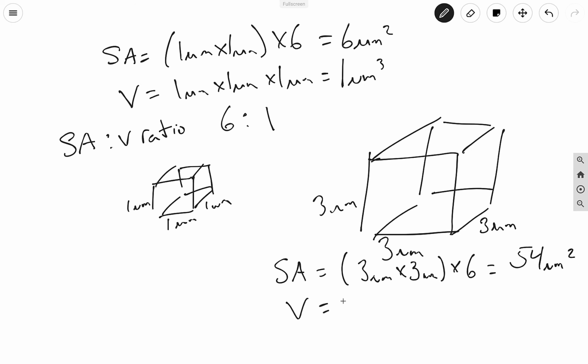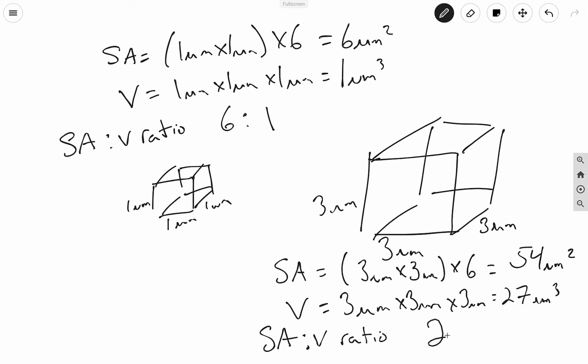The volume is now 3 micrometers by 3 micrometers by 3 micrometers, which is equal to 27 micrometers cubed. When we reduce this to get the surface area to volume ratio, it is only 2 to 1. The larger the cell, the more trouble it will have transporting enough nutrients across its cell membrane to support all of the organelles inside.